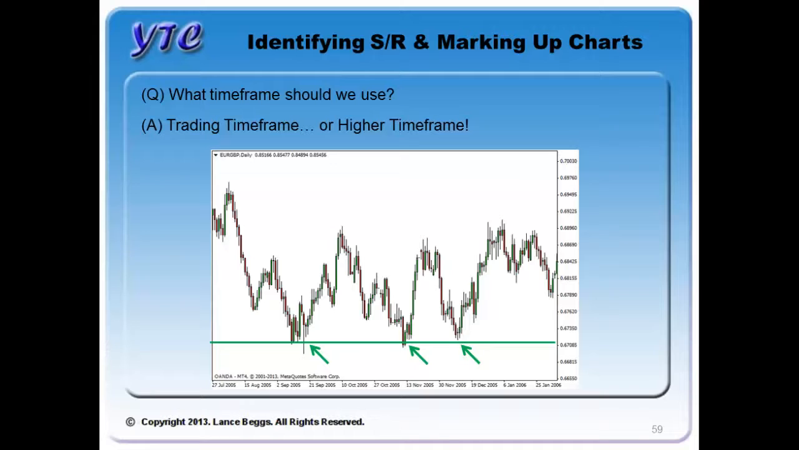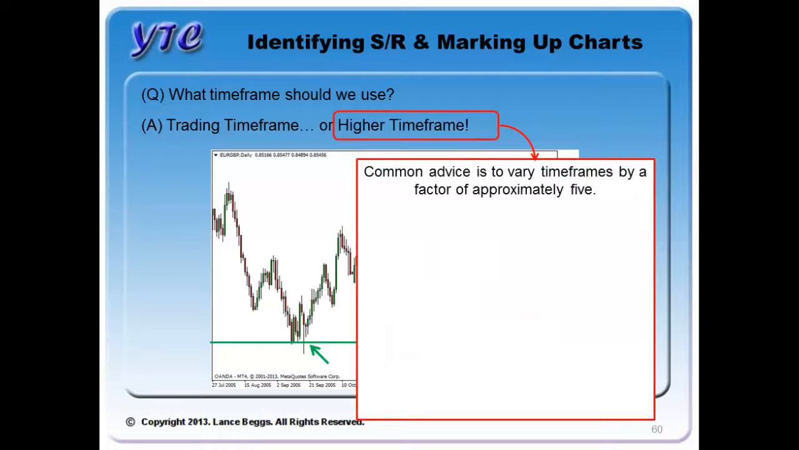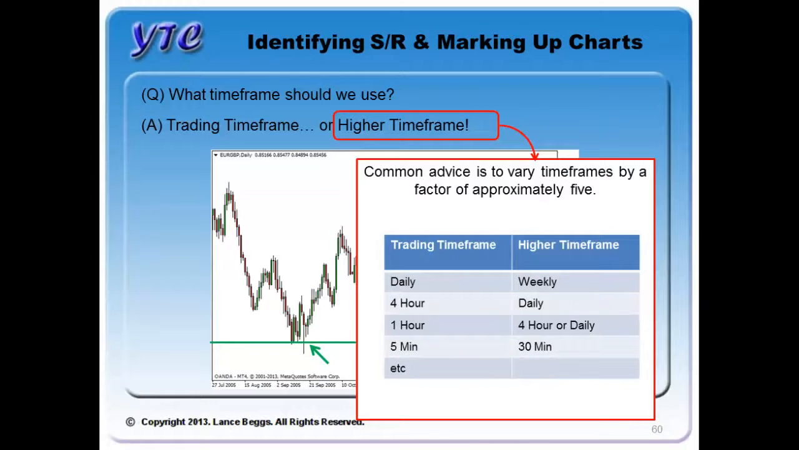Those operating off a single time frame approach will obviously use the same time frame they're trading on, while those who operate with a multiple time frame approach will more typically use the higher time frame. Now, we haven't covered multiple time frame analysis yet, but common advice is to vary time frames by a factor of approximately 5. So if you analyse your trend and make trading decisions off the daily chart, you might use the weekly to identify the areas of support or resistance, 5 days making up a week.